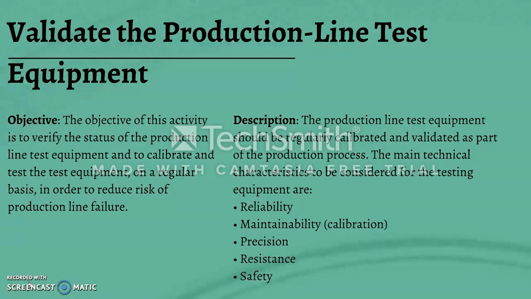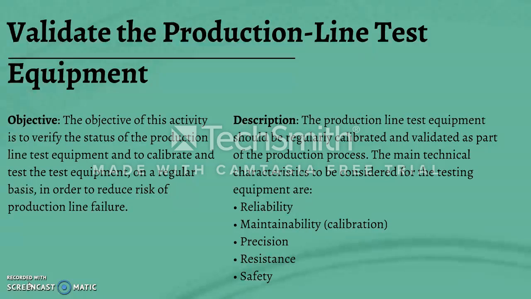Validate the production line test equipment. The objective of this activity is to verify the status of the production line test equipment and to calibrate and test the test equipment on a regular basis in order to reduce risk of production line failure.